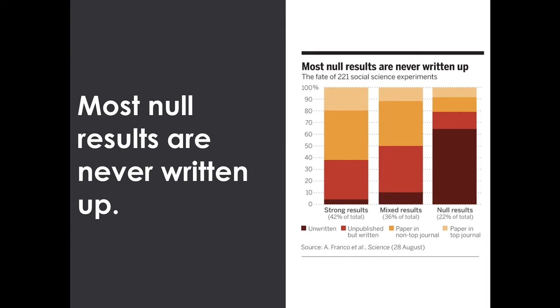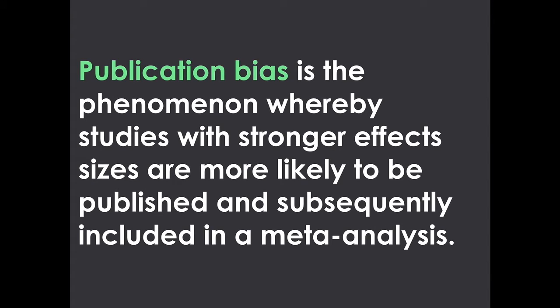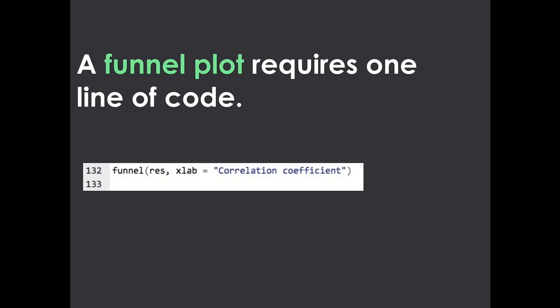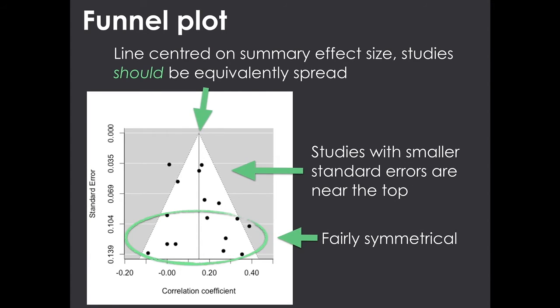Now, a big problem within the biomedical sciences is that null studies are never written up. Publication bias is the phenomenon whereby studies with stronger effect sizes are more likely to be published and subsequently included in a meta-analysis. Now, one approach that you can use is constructing a funnel plot to examine potential publication bias in meta-analysis. Within R, using the metafor package, it just requires one line of code. And here's what we get.